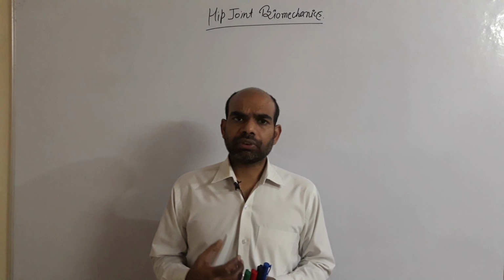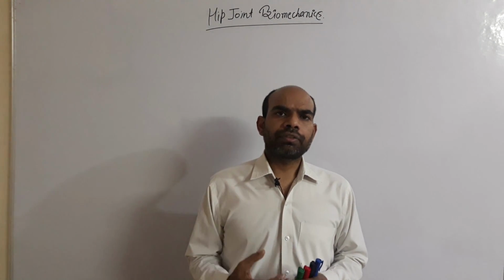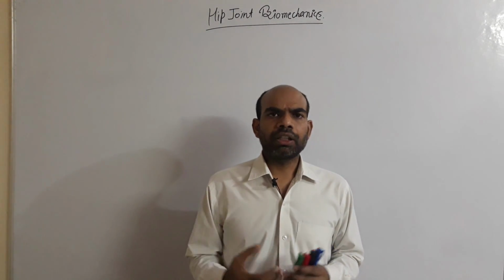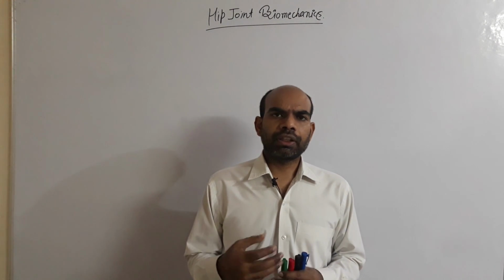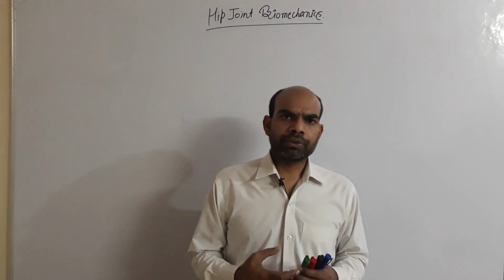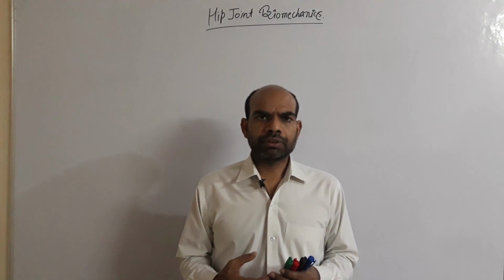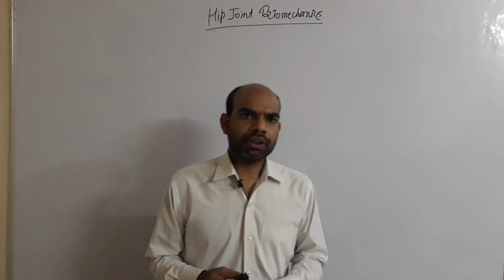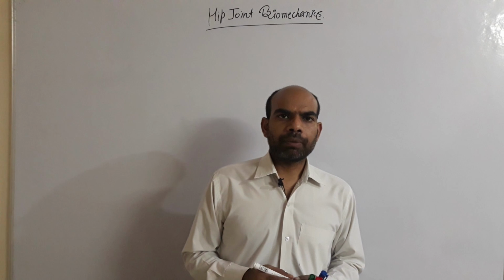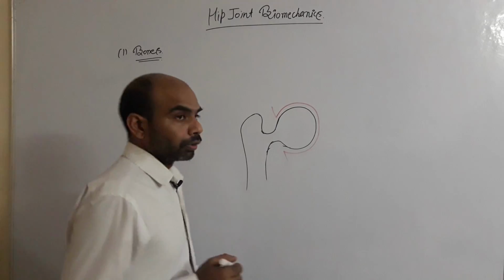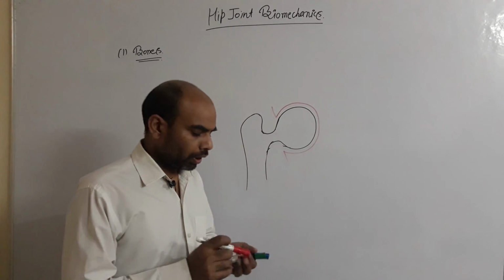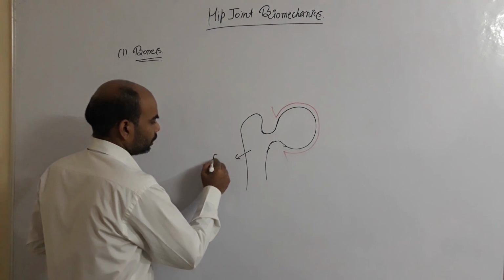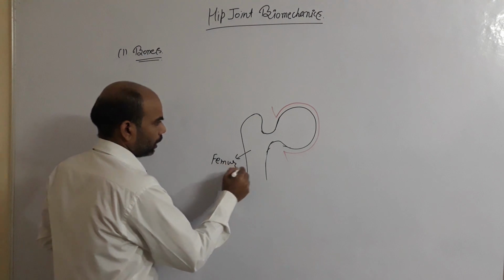acetabulum. So in this video series, first we will discuss the femur and acetabulum, meaning the hip bones, and some angles which are related to the biomechanics of the hip joint, and then capsular ligaments, and then kinetics and kinematics of the hip joint. So in the first section, the bones of the hip joint. The hip joint is formed by the femur and acetabulum.